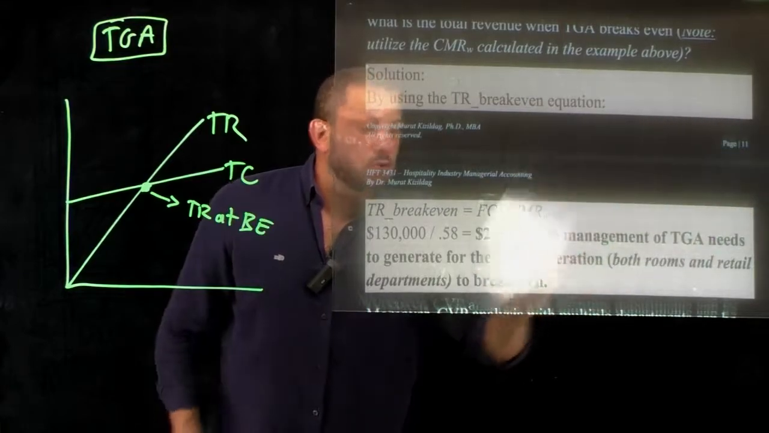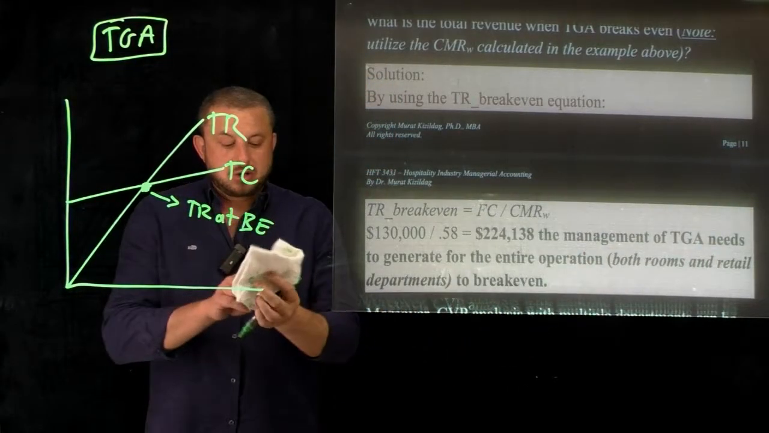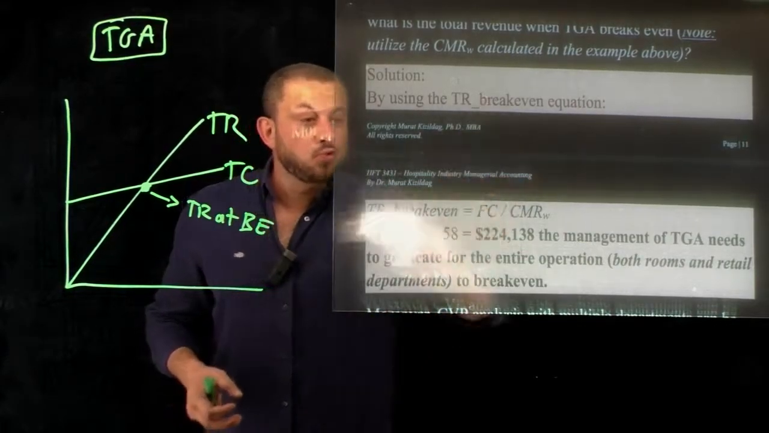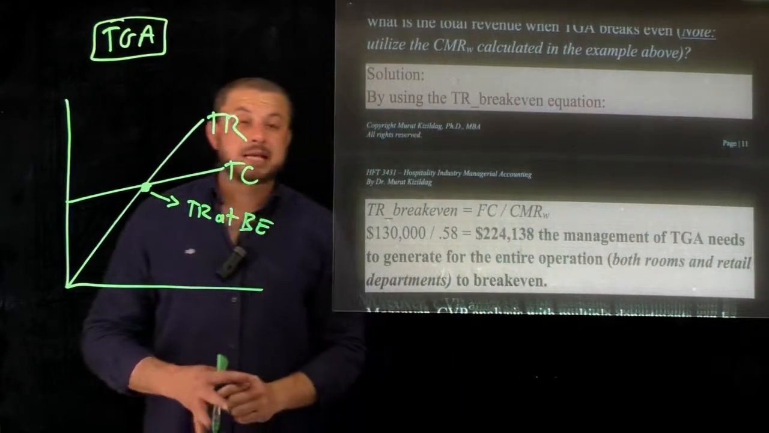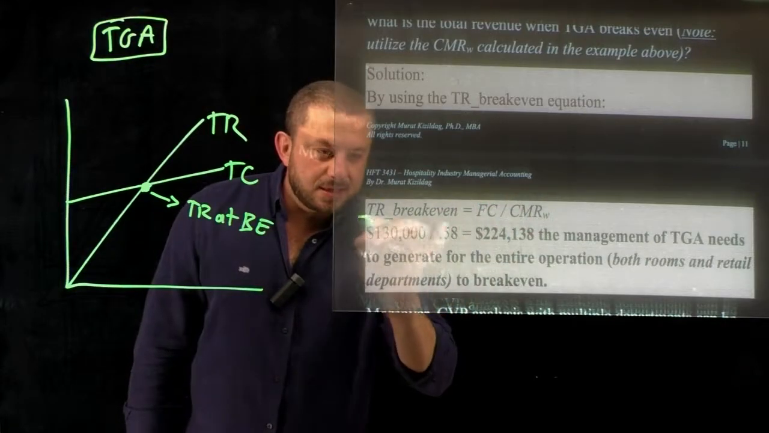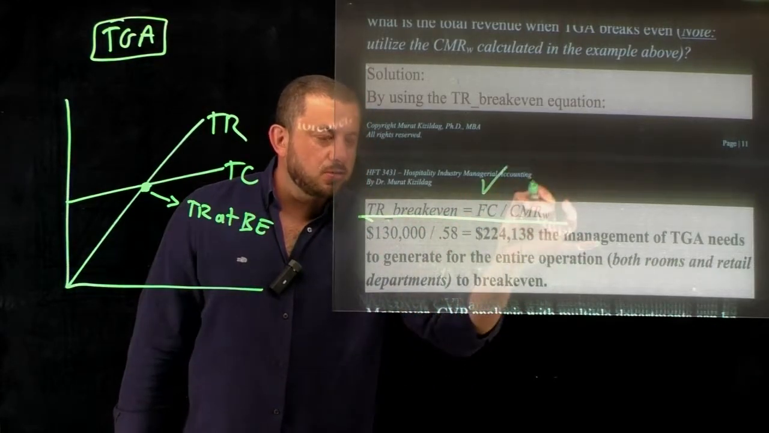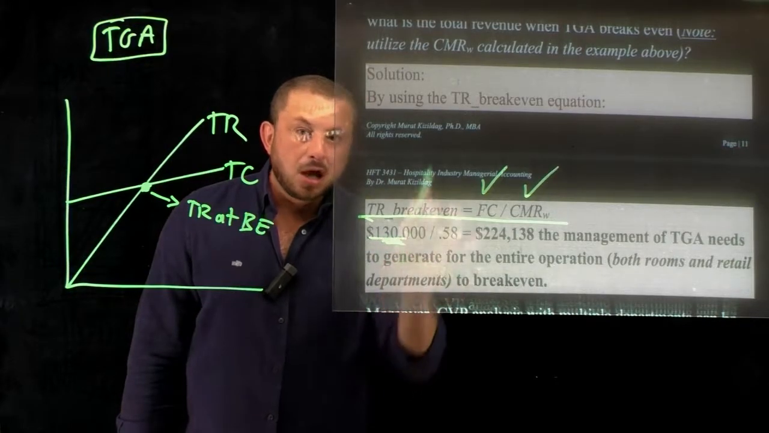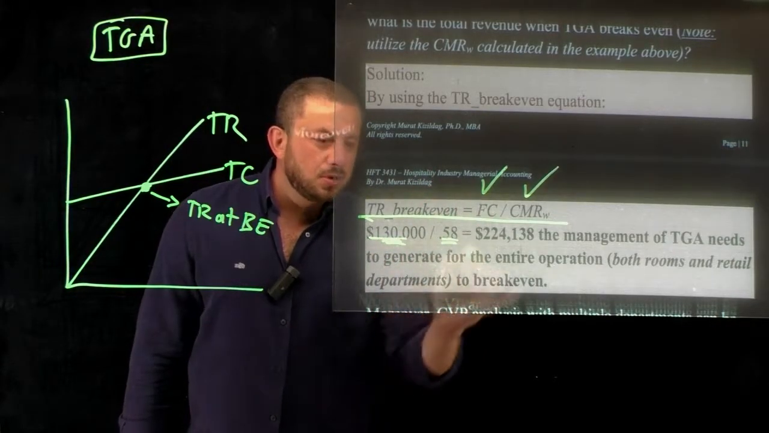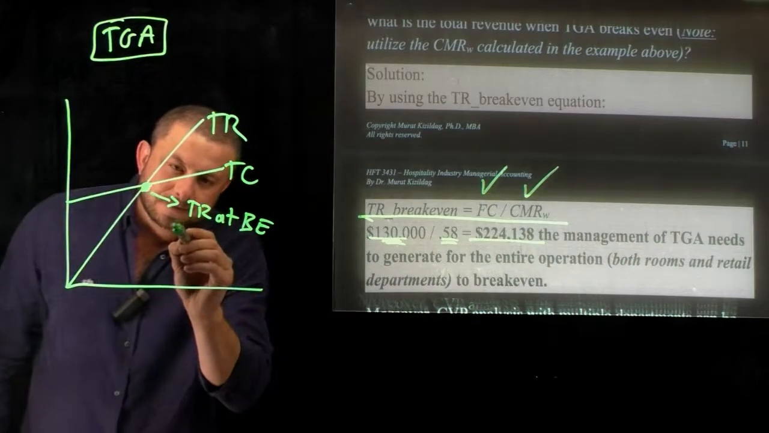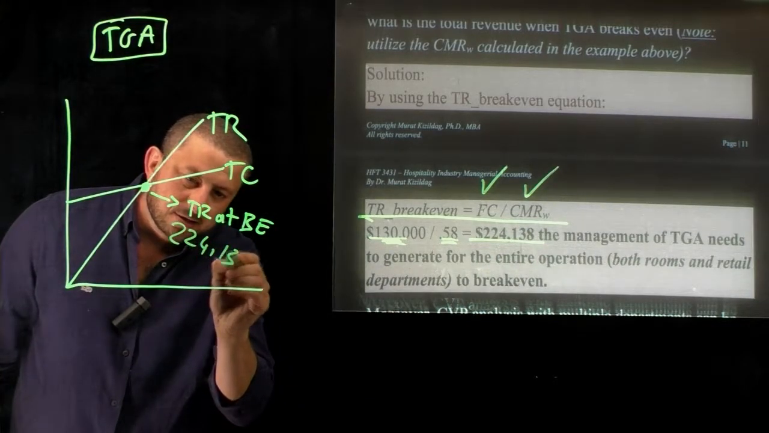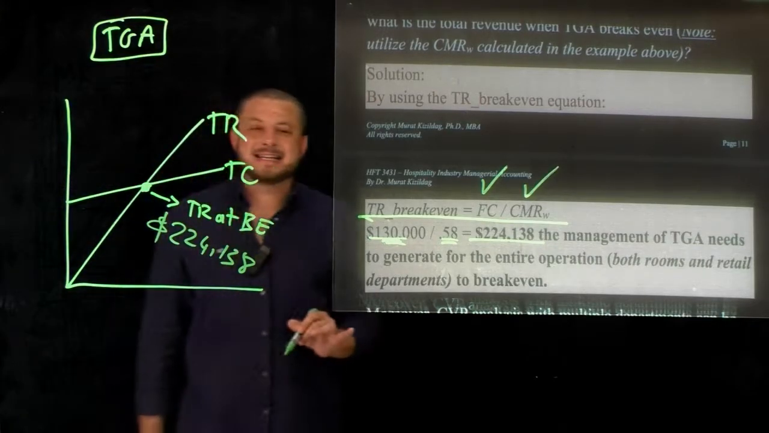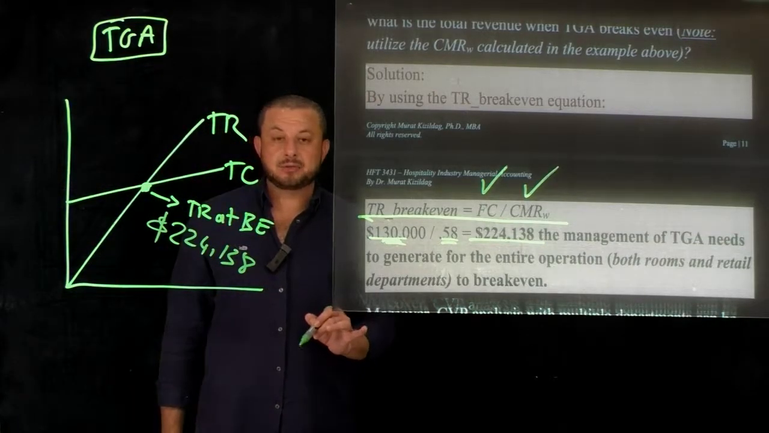And those total revenues, along with the variable costs, determine CMRW. So we know the CMRW, which is 58%. This is the TR break-even formula. Fixed cost is given, CMRW is given. Therefore, I'm going to take fixed cost over given CMRW: 224,138.8. Okay, 138 is needed for TGA to break even.